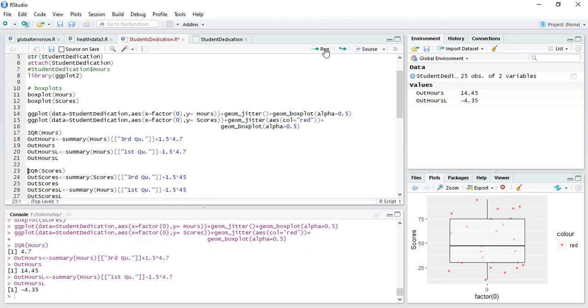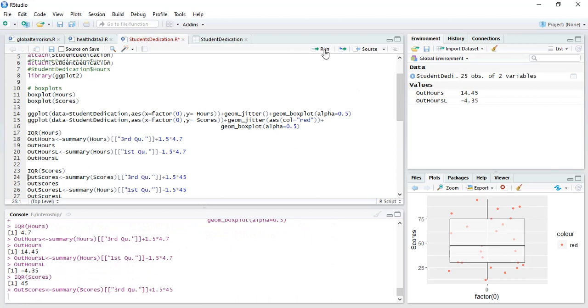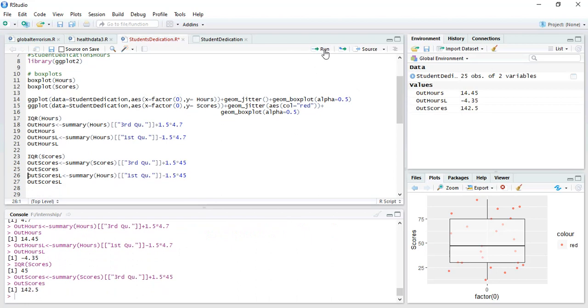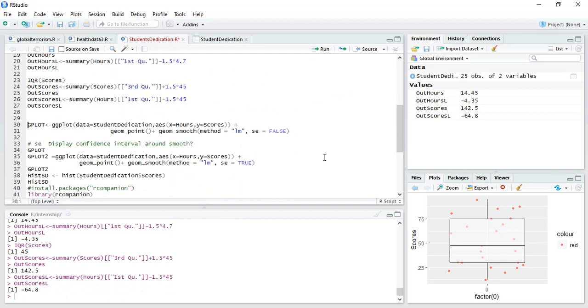Similarly, we check for scores. The interquartile range for scores is 45. Then the upper outlier limit is 142.5, and the lower limit is minus 64.8. So no outliers are there, and we don't have to do anything about them.